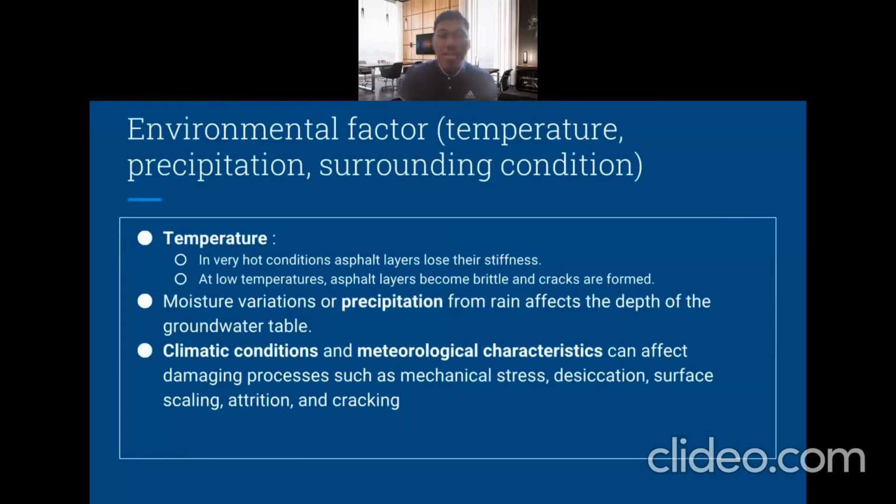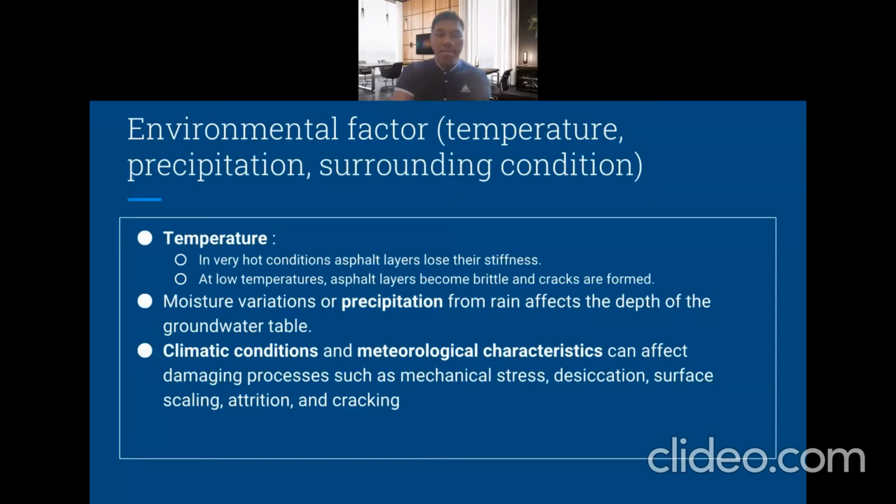One of the factors affecting pavement design is the environmental factor, such as temperature, precipitation, and also the surrounding condition. In terms of temperature, it is an important environmental factor to be considered in pavement design, because in the case of asphalt roads, temperature affects the resilient modulus of the surface course, because in very hot conditions, asphalt layers lose their stiffness. Otherwise, at low temperatures, asphalt layers become brittle and cracks are formed.